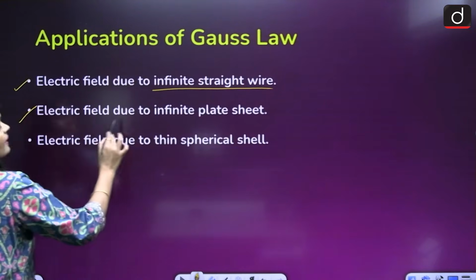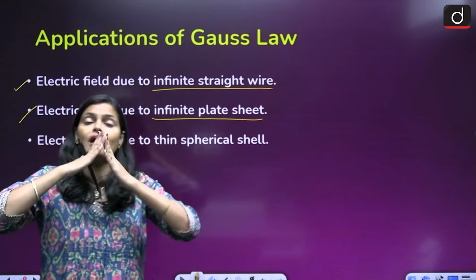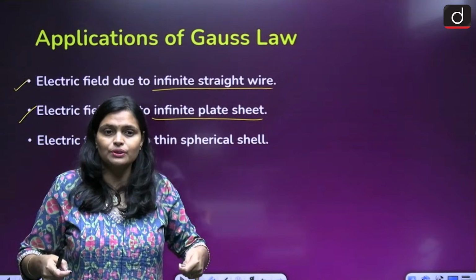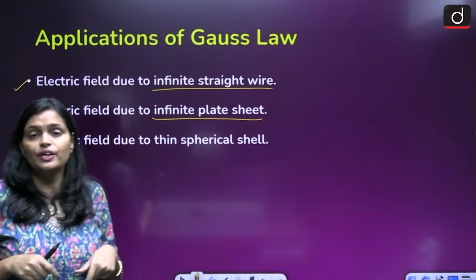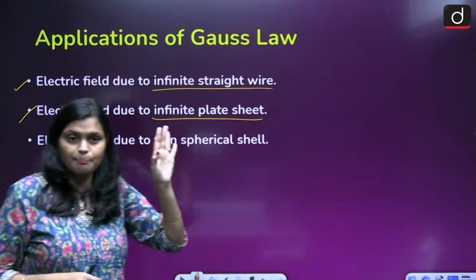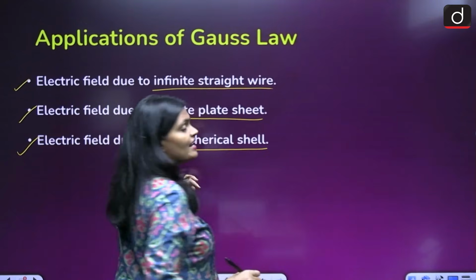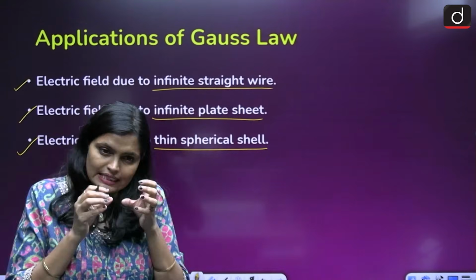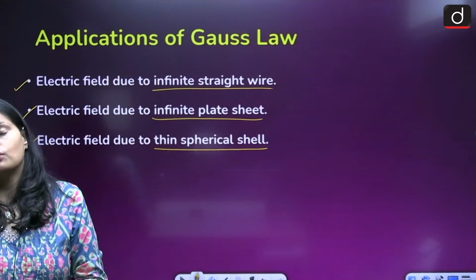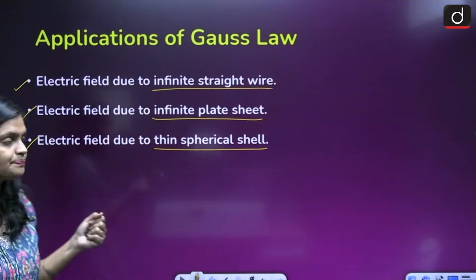Similarly, electric field due to infinite plate sheet. Now suppose you have a plate sheet, आपके पास जैसे A4 शीट होता है ना, तो सपोज यू हैव अ A4 शीट. ओके, सो व्हाट विल बी द इलेक्ट्रिक फील्ड ड्यू टू अ इनफाइनाइटली प्लेट शीट. ठीक है, इलेक्ट्रिक फील्ड ड्यू टू थिन स्फेरिकल शेल, एक पतले से स्फेरिकल शेल में इलेक्ट्रिक फील्ड कितनी होगी. सो विद द हेल्प ऑफ गॉस लॉ यू आर एबल टू कैलकुलेट द इलेक्ट्रिक फील्ड लाइक दिस.